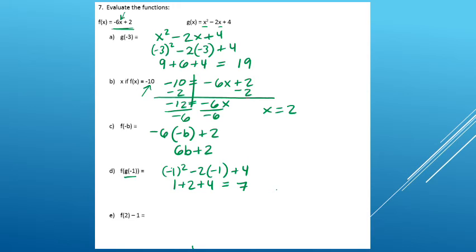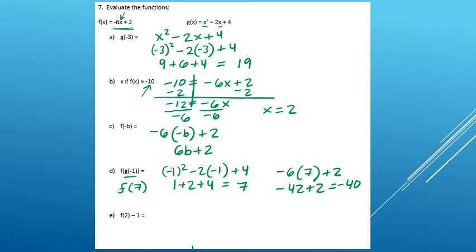And now we're going to do f of 7, right? So after we found g of negative 1 was 7, now we're going to do f of 7. So plugging it into the f function, we have negative 6 times 7 plus 2. So negative 42 plus 2 would give us negative 40.